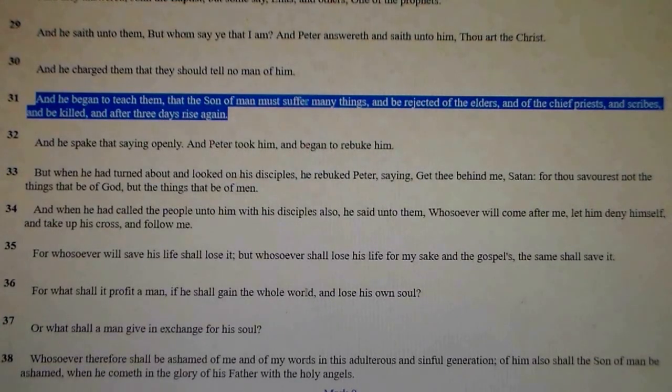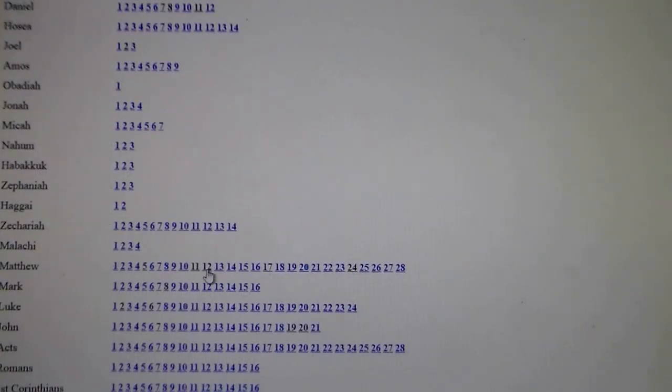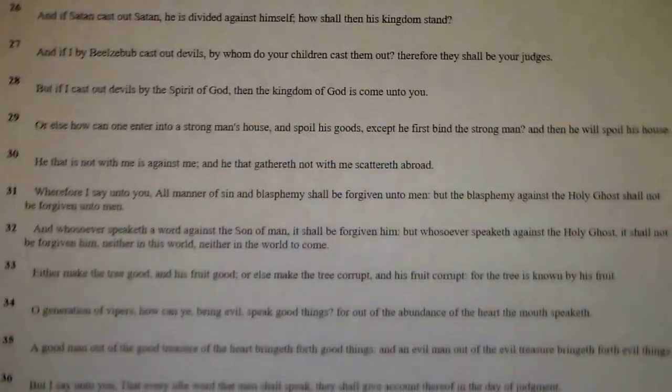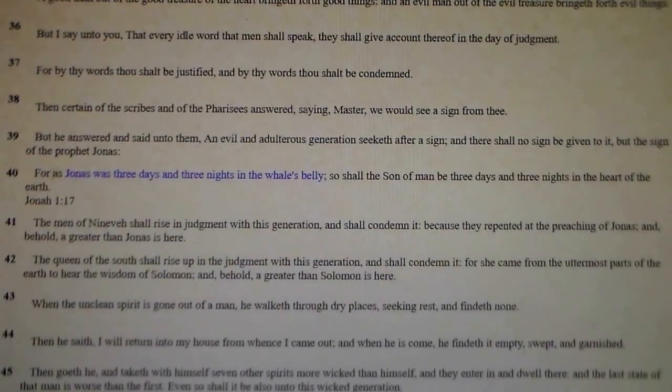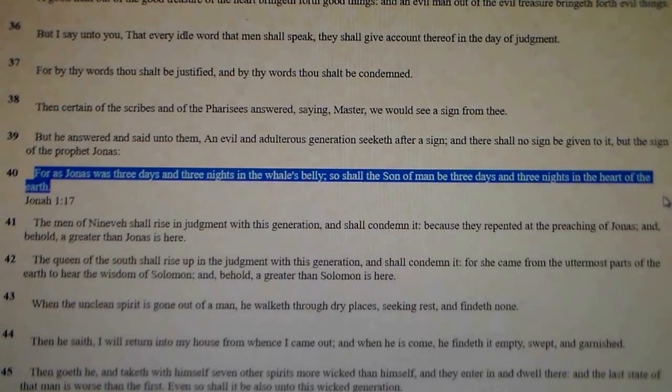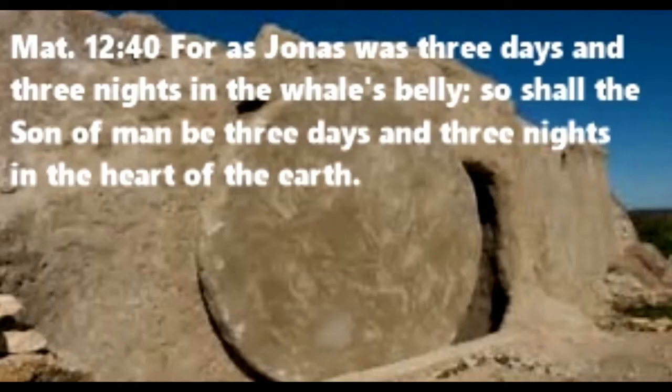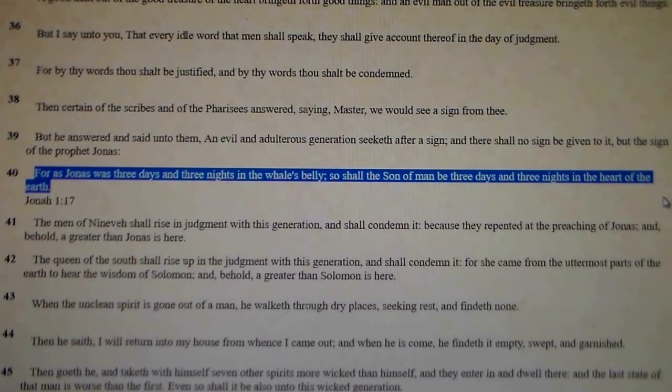Okay, another one would be in Matthew chapter 12. Let's look at verse 40. Right here. It says, for as Jonas was 3 days and 3 nights in the whale's belly, so shall the Son of Man be 3 days and 3 nights in the heart of the earth. So here we see that as Jonas was 3 days and 3 nights, so was Jesus in the tomb 3 days and 3 nights.